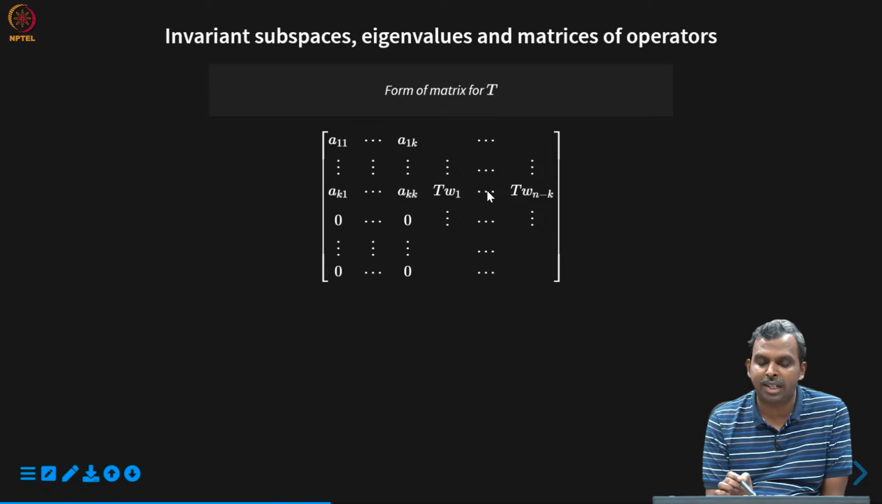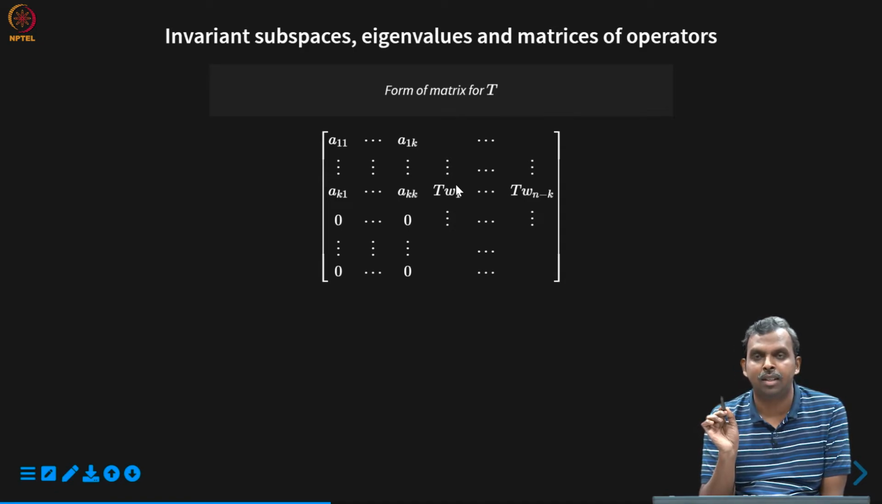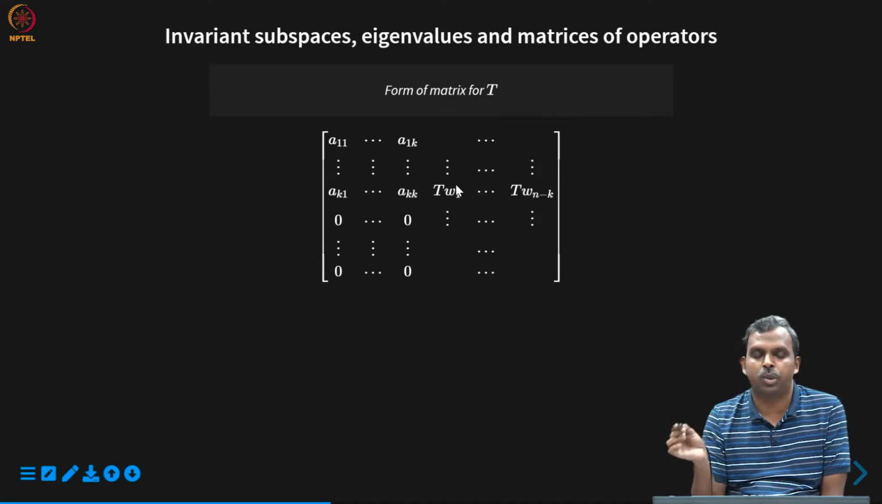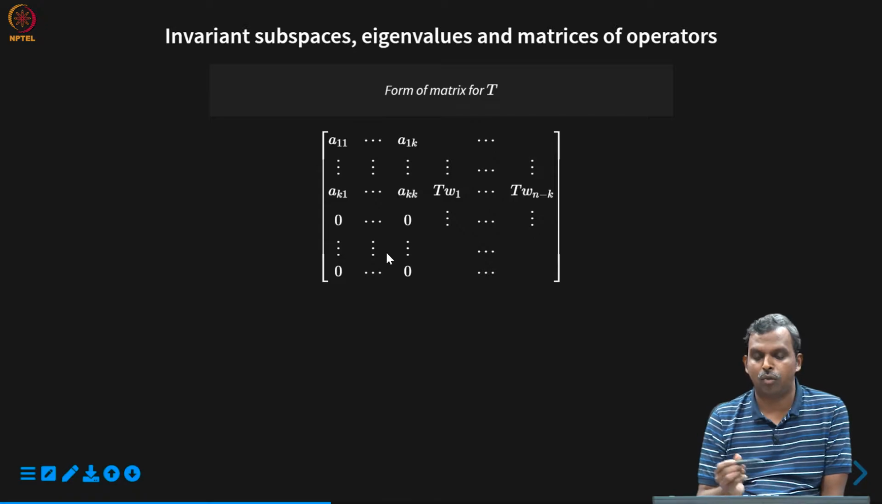After that, you will have T W1 through T W(n minus k). I don't know what's going to happen there. When you do T W_n, it may have something in U, it may have something in W also, right? After I have transformed the basis of W with T, it could have both components in U and W also. This could be a full matrix, but here I will definitely have zeros. Okay, so that's the form for the matrix.